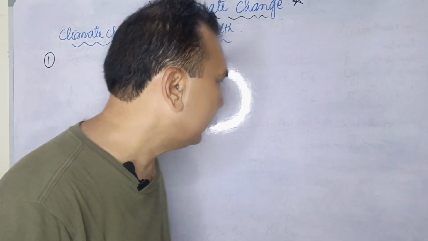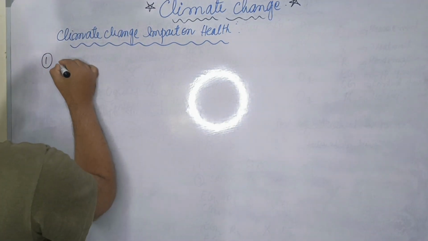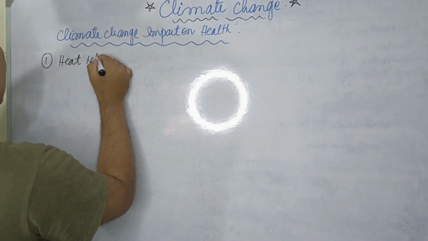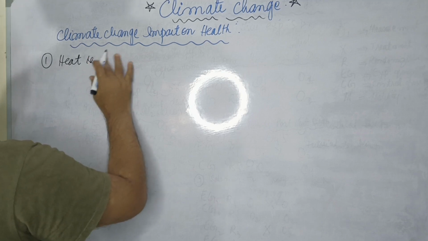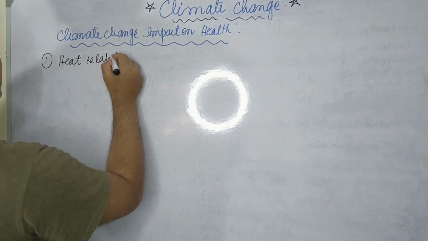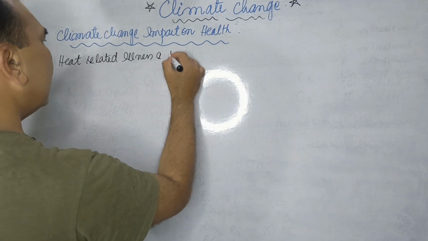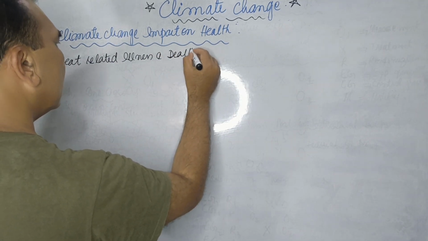So the first effect of climate change is heat-related illnesses or diseases, and death.